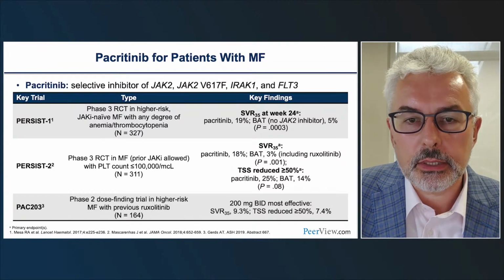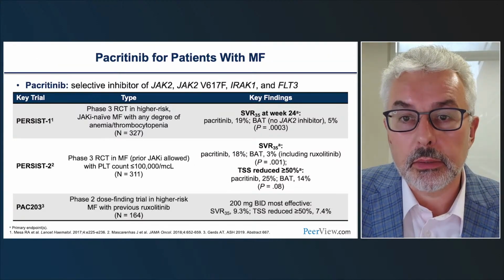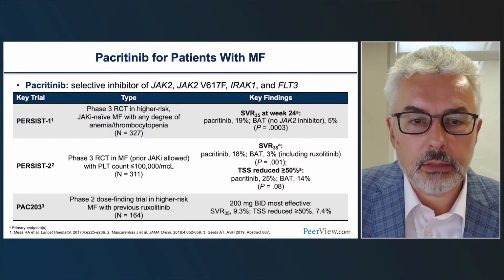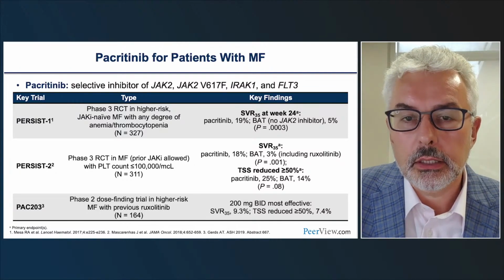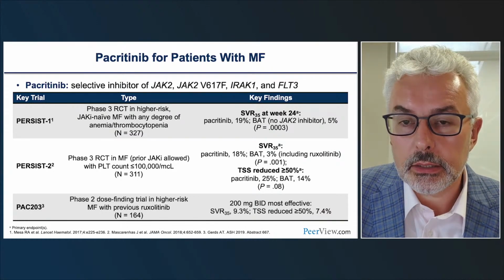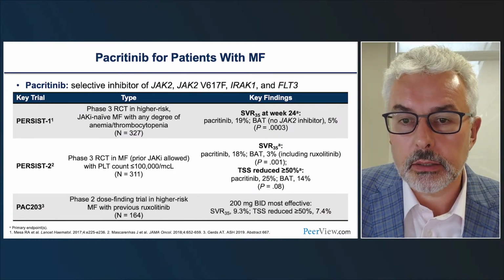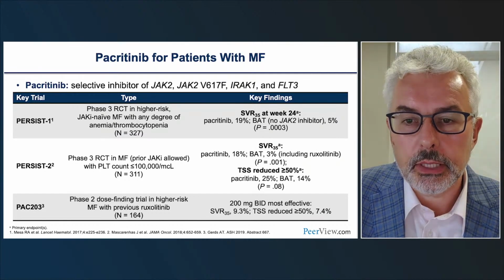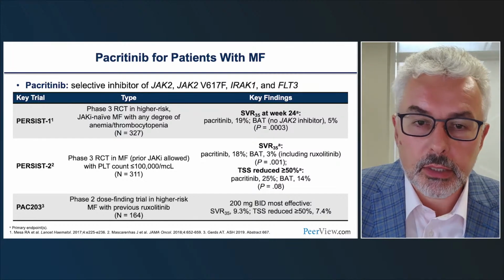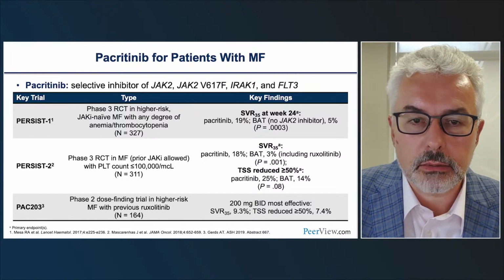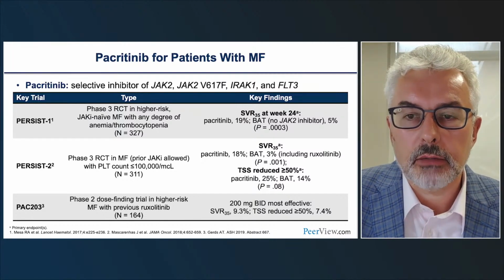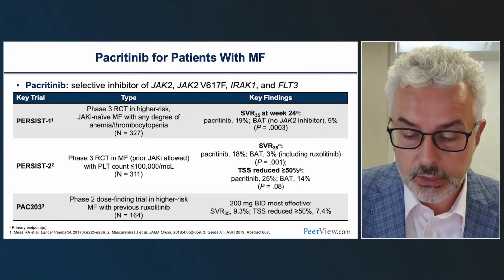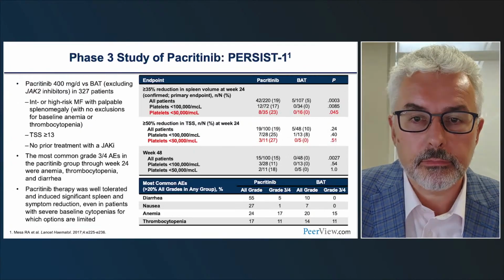Pacritinib is a drug that is being studied for patients with low platelets, below 50. A number of studies done so far have shown very interesting results, in the ballpark of about 18 to 20% response rate for the spleen and 25 to 30% response for the symptoms. It's particularly active in patients with platelets below 50, and this is where the development of this drug is.